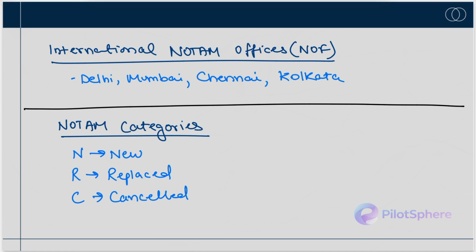With NOTAM N being new, the new is just brand new information being put out. So it's a NOTAM for the first time with brand new information. R means that a previous NOTAM is being replaced with newer information with this NOTAM that is now being published. And C is just a NOTAM that cancels the previous NOTAM in complete full and ends whatever the temporary change or information that was put forth.